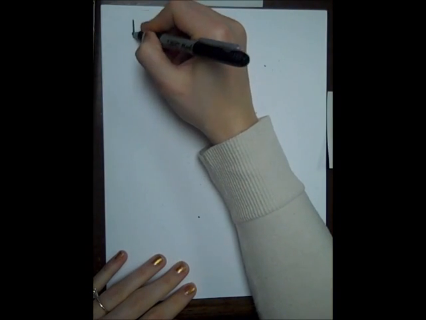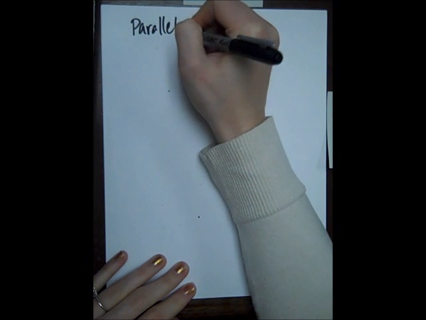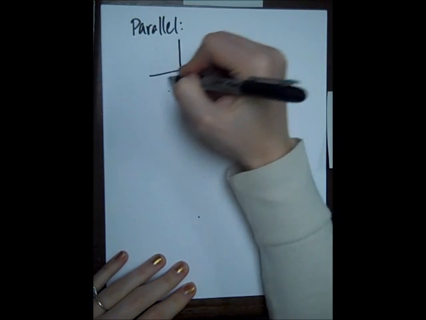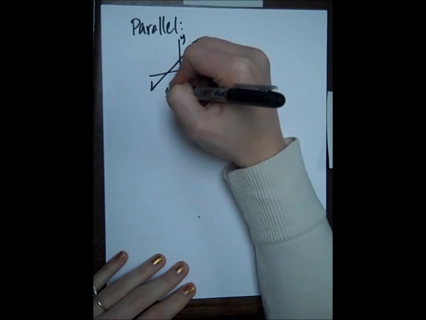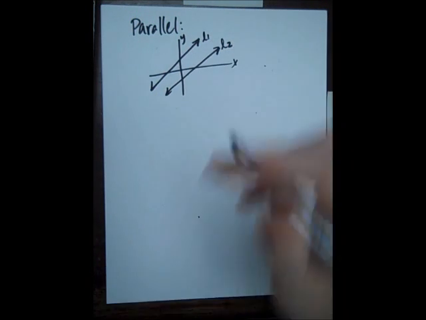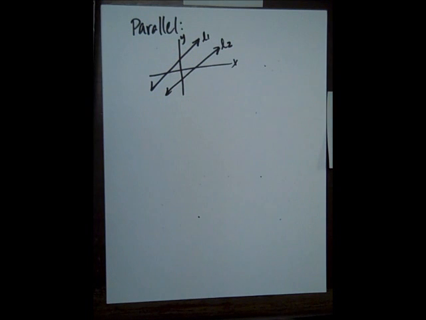The next part to talk about with lines is parallel versus perpendicular lines. So let's start with parallel. So two lines being parallel, if I draw a picture of that. So here's my xy plane. Here's my two lines L1 and L2. So what does it mean for two lines to be parallel? It means they don't intersect. So two lines are parallel if they don't intersect.